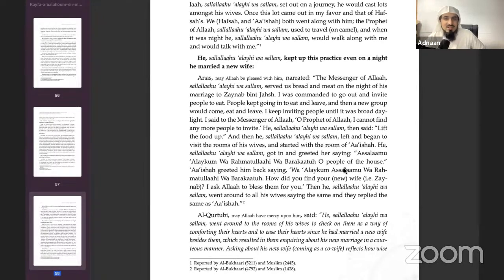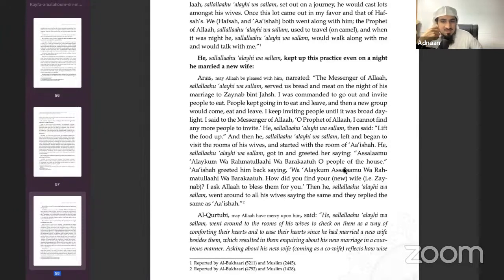Anas radiallahu anhu narrated, the Messenger of Allah sallallahu alaihi wasallam served us bread and meat on the night of his marriage to Zainab bin Jahsh radiallahu anha. I was commanded to go out and invite people to eat. People kept going in to eat and leave, and then a new group would come, eat and leave. I kept inviting people until it was broad daylight. I said to the Messenger sallallahu alaihi wasallam, I cannot find any more people to invite. He then said, lift the food up.